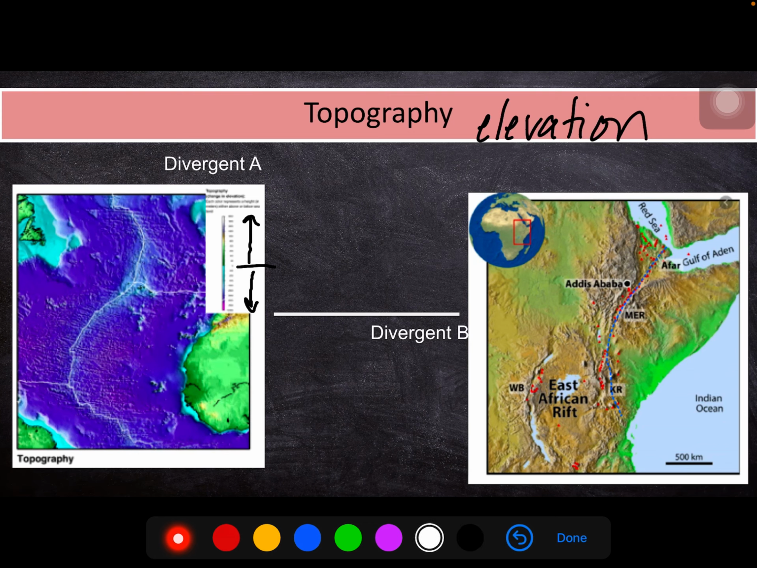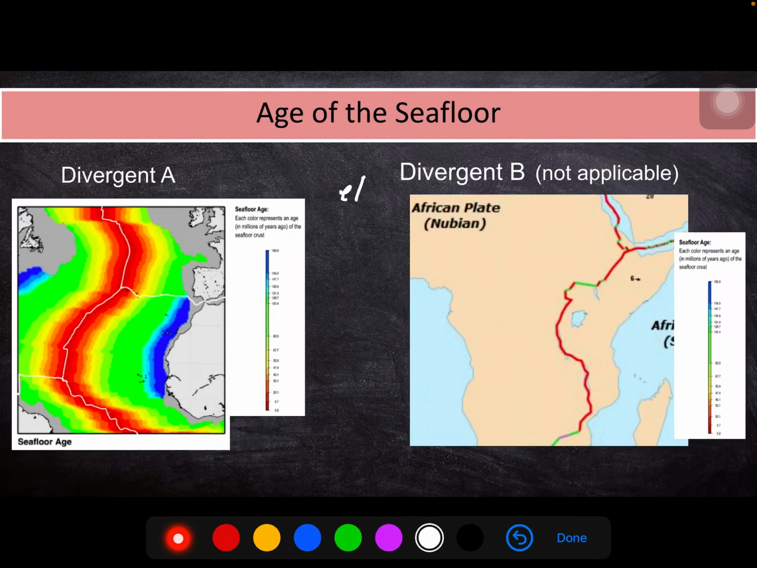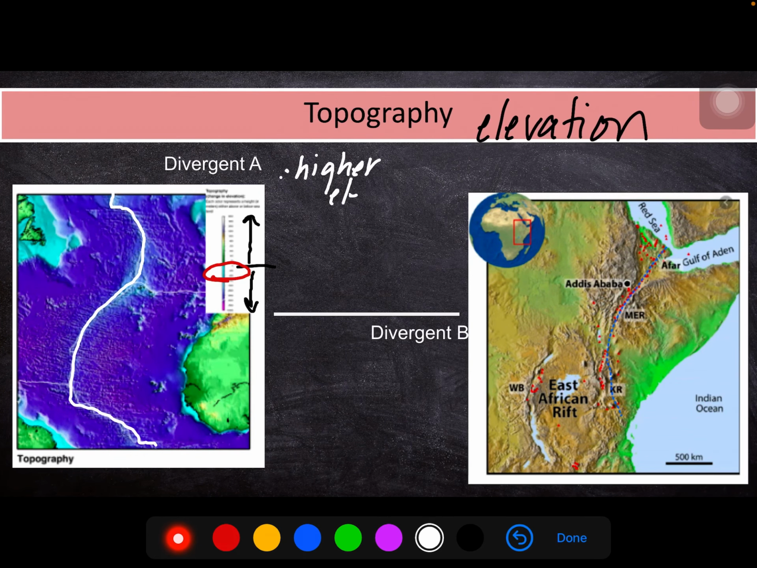In the questions, I asked you really carefully to look at what's going on at the boundary line. And a lot of you did notice that it was a little bit lighter color there at the boundary. So it's the shallowest ocean on the boundary line. So what we have is a higher elevation or shallower sea on the boundary.